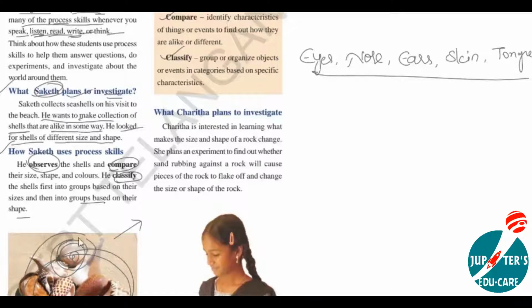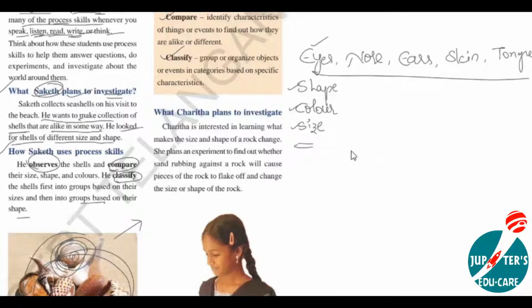By using his eyes, he can observe the shape. Is it right? He can observe the shape. He can observe the color of the shell. And he can observe the size of the shells. You can see in the picture, some shells are big, some shells are small. Right? It means we can observe the shape, color, and size of the shells with the help of his eyes.